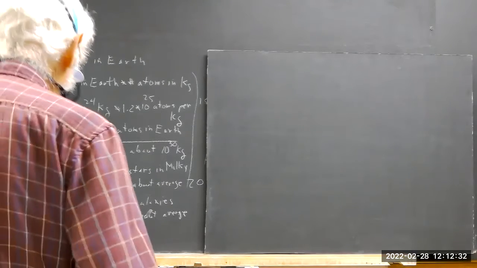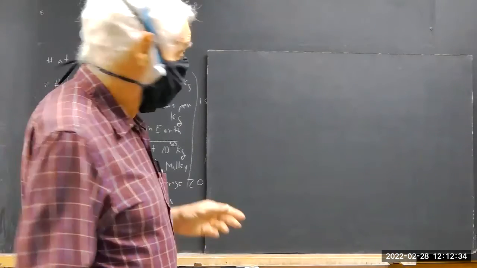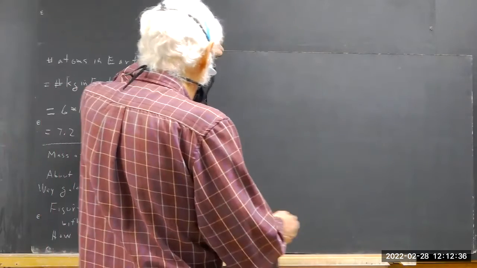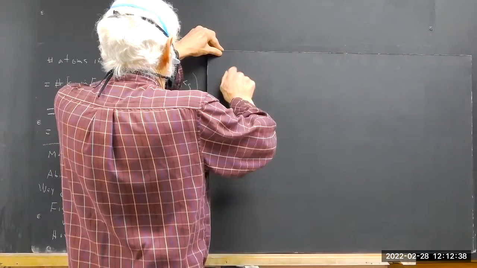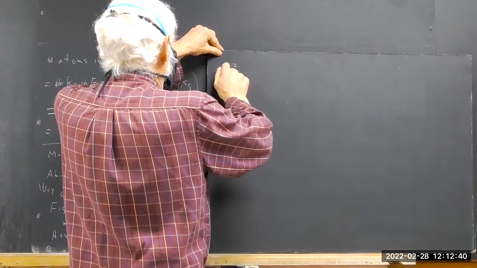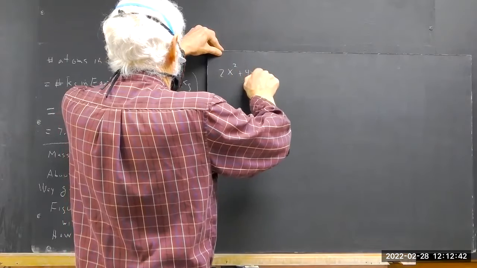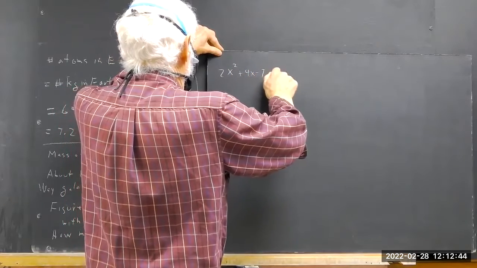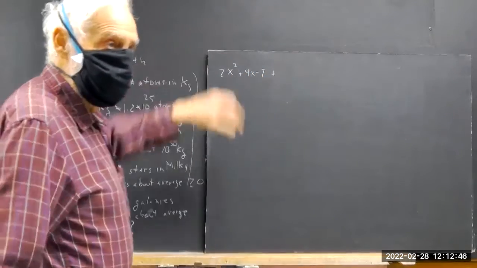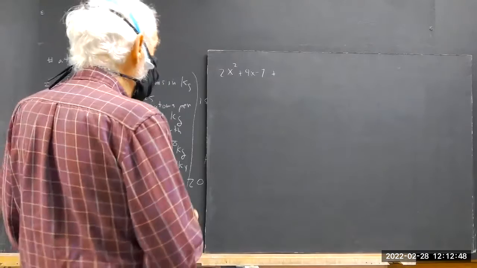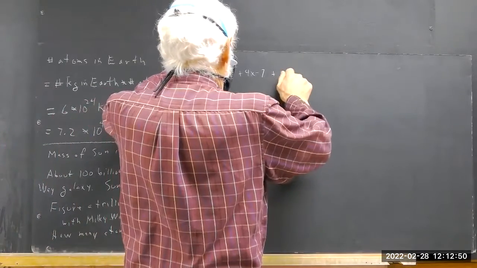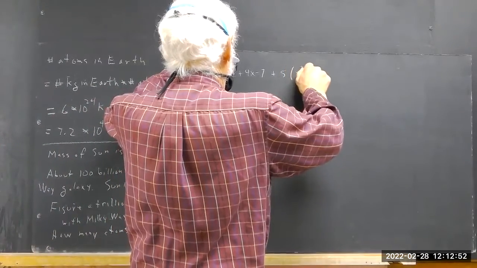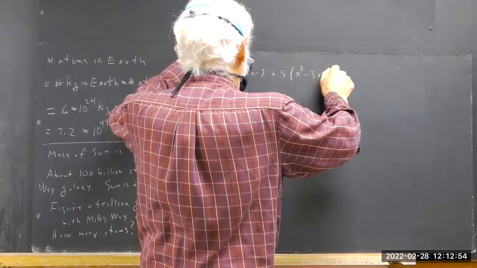Two things you need to know to get into the polynomials, okay? One is how you add them. Let's do this first. Let's say you got 2x squared plus 4x minus 7. That's a quadratic, it's a polynomial, right? Plus 5 times x squared minus 3x plus 9.